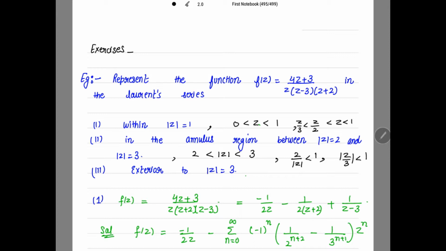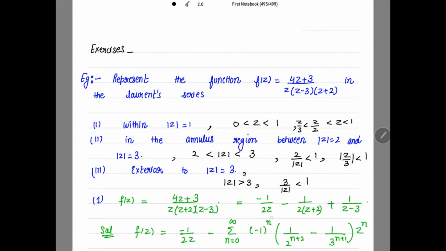Third, exterior to mod z equal to 3, which means mod z is greater than 3. So, what condition should I get from here? Because I need something less than 1, take mod z to the denominator of the 3. So, you will get 3 over mod z less than 1.